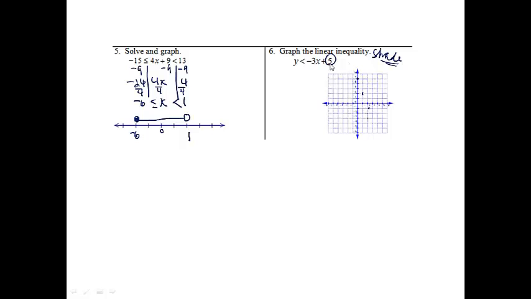This is going to be a dashed line because there's no equal sign, so we don't get to include that line in our answers. And then I'm going to test the point 0, 0. And when I do that, I get 0 is less than 5. And then I'll ask myself the question, is 0 less than 5? Or is 5 the mouth eating the bigger number? Yes, it is. So this is a true statement. So I get to shade everything that is on the side with the 0, 0.